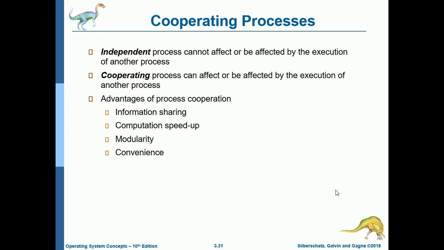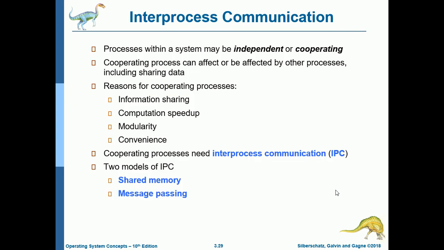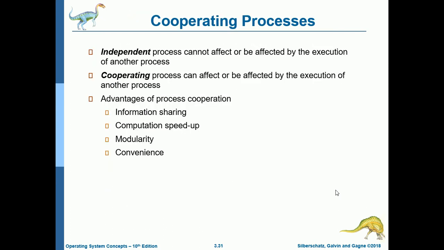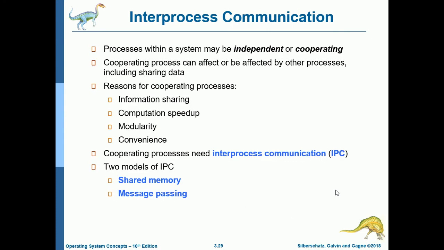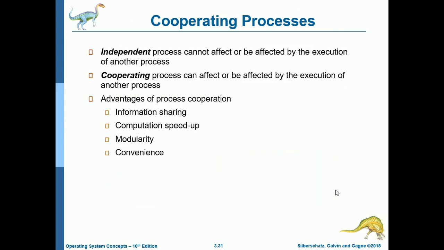Okay, so for cooperating processes, an independent process cannot affect or be affected by the execution of another process. That's why they are called independent processes. While a cooperating process can affect or be affected by the execution of another process. The advantages of it, actually, it's already repeated. The reasons or advantages of process cooperation are information sharing, computation speedup, modularity, and convenience.